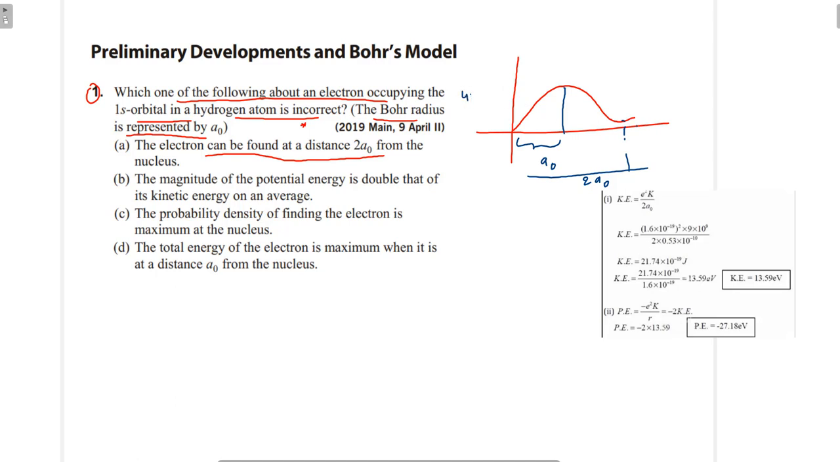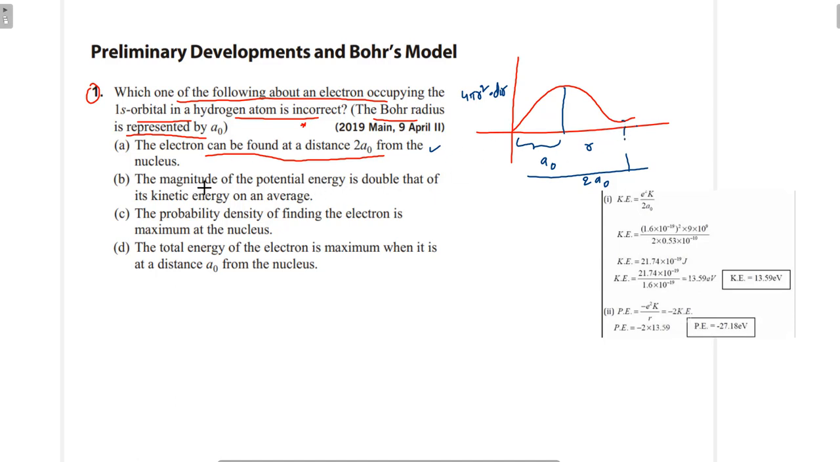Here 4 pi r square dr. This one is a small r radius. Here a0 plus a0, 2a0. At 2a0 also we can find it. So this statement is correct only. Of course it is not maximum, but it is there.